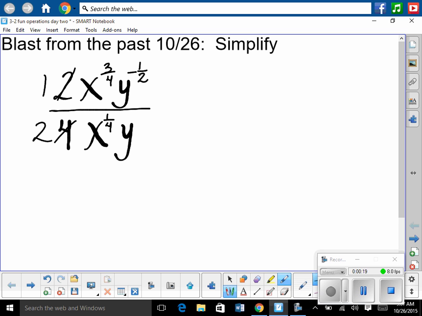Now notice 2 is on the bottom. Do not float it to the top. It's on the bottom. It's got to stay there. All right, so this is what we have so far: 1 over 2. Now we have the same base, x to the 3/4 divided by x to the 1/4.